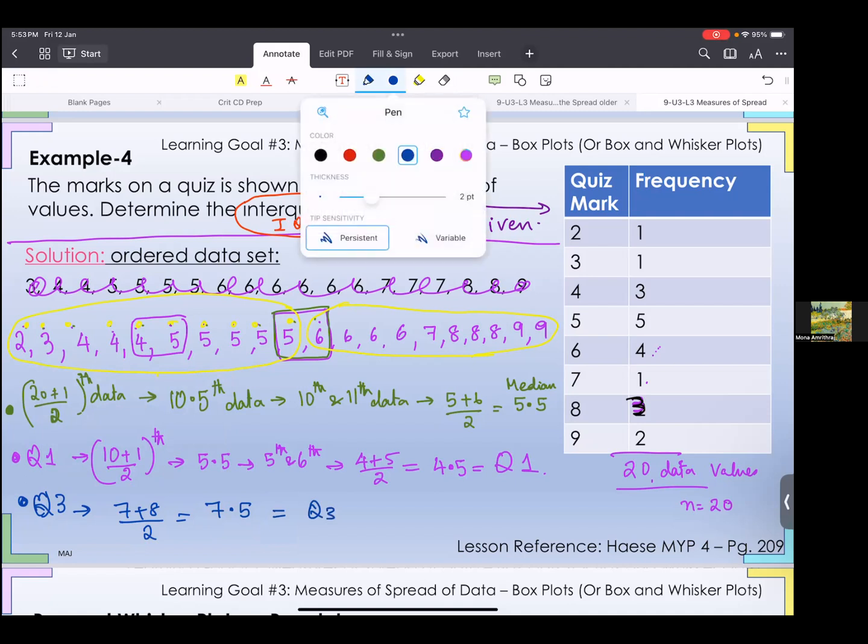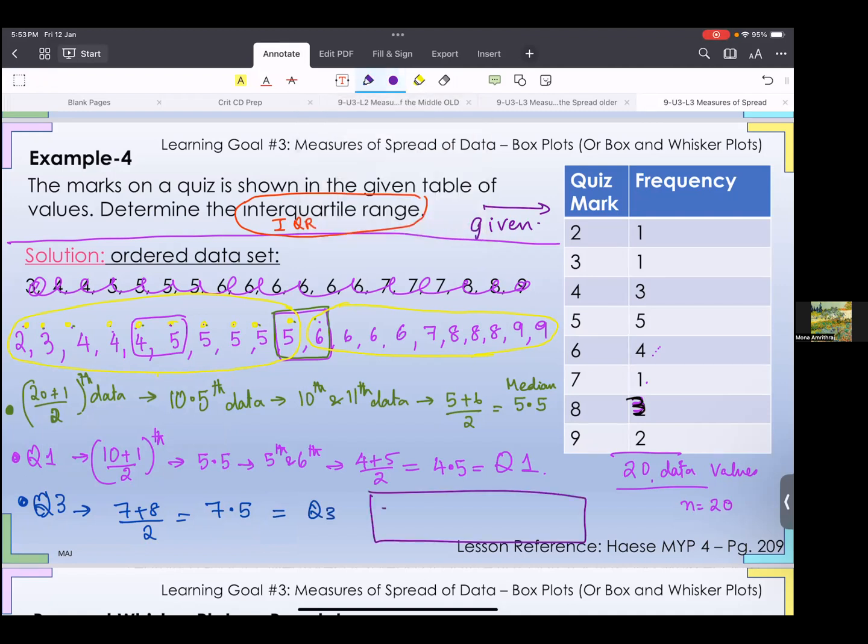So for the interquartile range, or the IQR, in this case is 7.5 take away 4.5, which is 3. So there's a spread of 3 marks, in this case quiz marks. The middle 50% are all in a spread of 3 marks. Between the highest and the lowest, we know that there's a spread of 7 marks. So these are just ways to compare stuff.